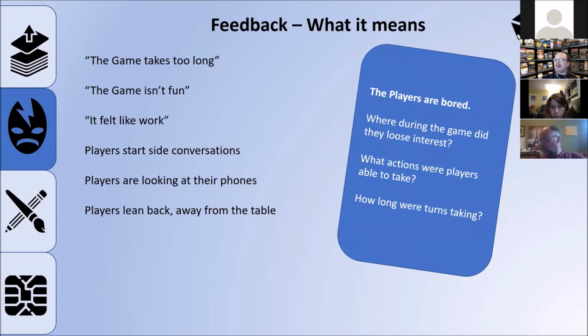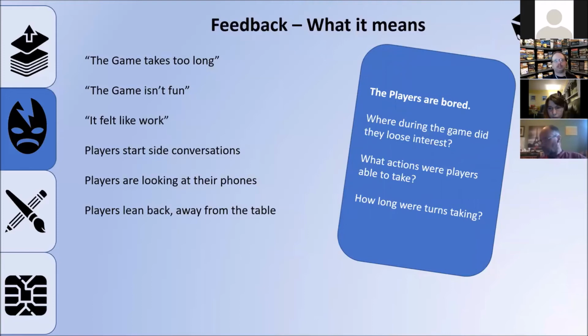So you need to figure out exactly at which point in the game they got bored. When did they lose interest in the game? When did they start finding it boring? What actions were they doing? What actions were they unable to do? How long were their turns taking? Were their turns taking a very short time or a very long time?